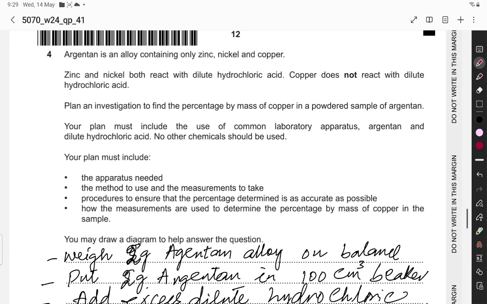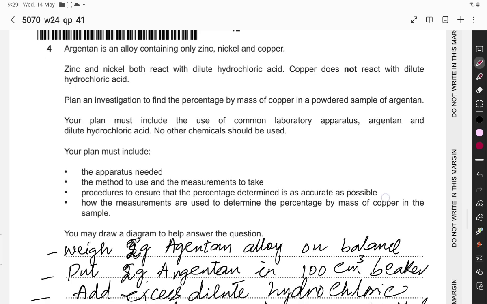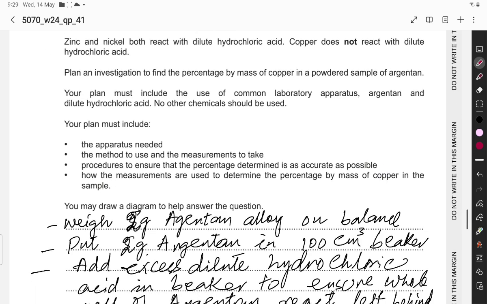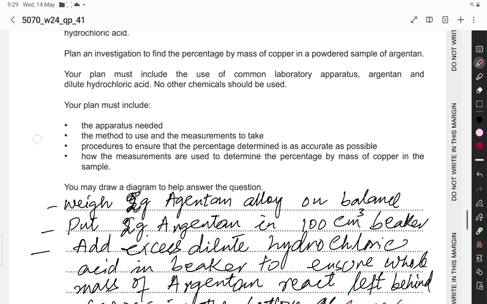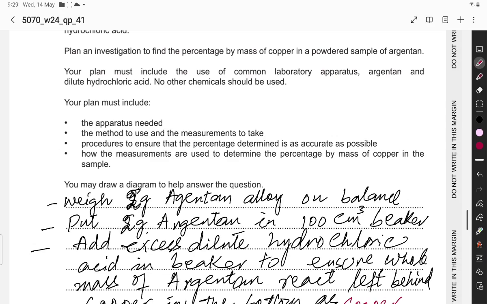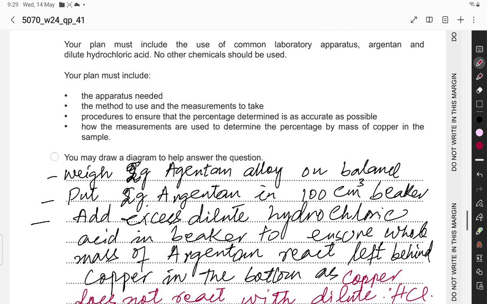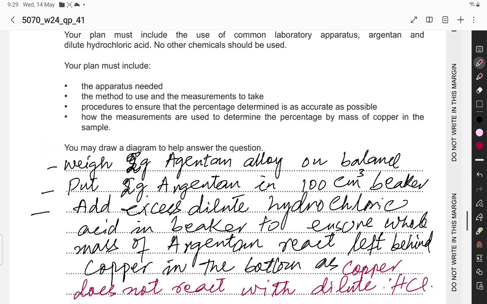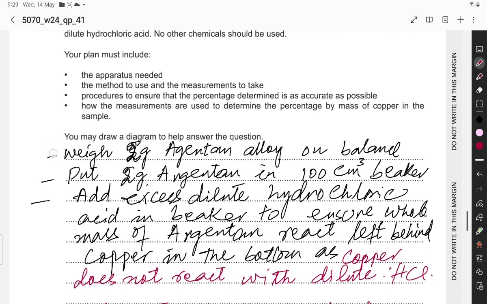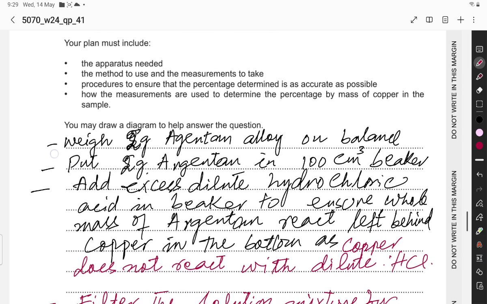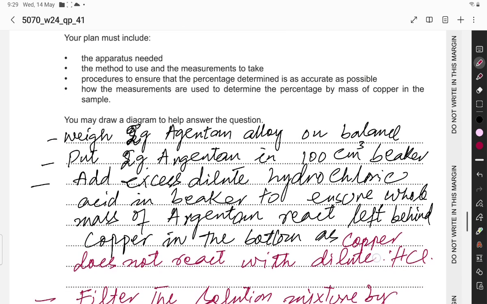Question number 4. Argentane is an alloy containing zinc, nickel and copper. Zinc and nickel both react with dilute hydrochloric acid. Copper does not react with dilute hydrochloric acid. Plan an investigation to find the percentage by mass of copper in a powdered sample of argentane. Your plan must include the use of common laboratory apparatus, argentane and dilute hydrochloric acid. No other chemicals should be used. Your plan must include the apparatus needed, the method to use, and the measurements to take.